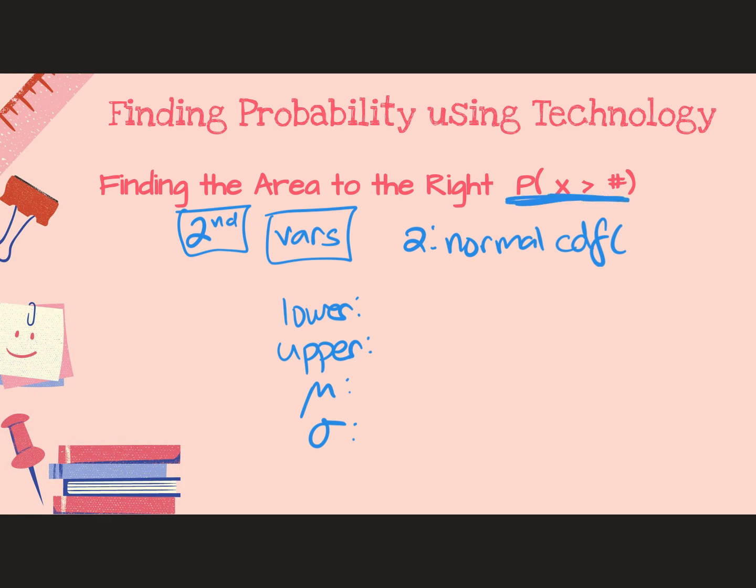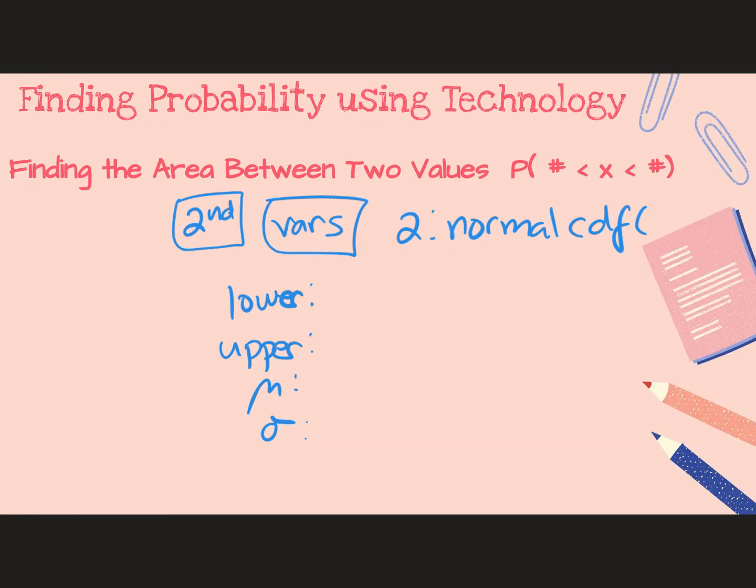When we're looking for the area to the right, probability of X is greater than your number, you'll go to second vars to normal CDF. This time your lower is going to be your number, and your upper is going to be 1E99. Mu is your mean. Sigma is your standard deviation. And then if you're looking for in between two values, P of a number less than X is less than a number, your lower will be your lower number. Your upper will be your upper number. Mu is still your mean, and sigma is still your standard deviation.